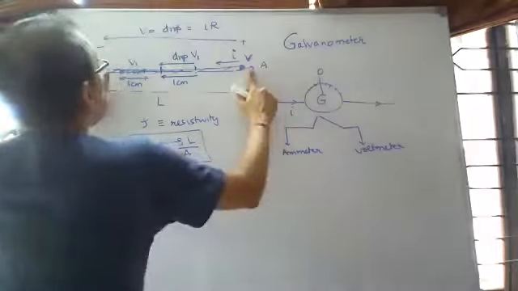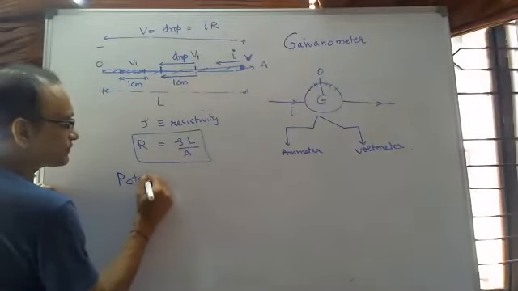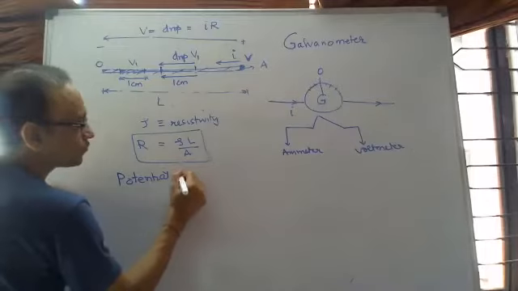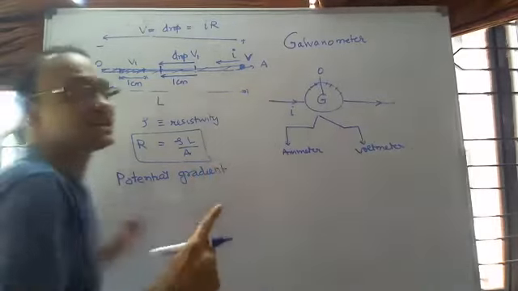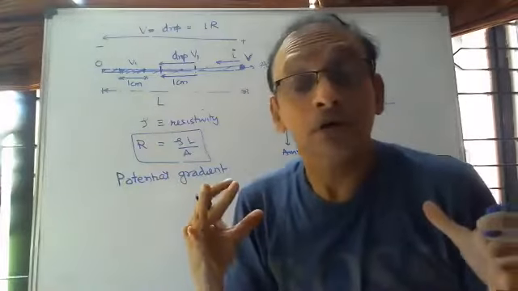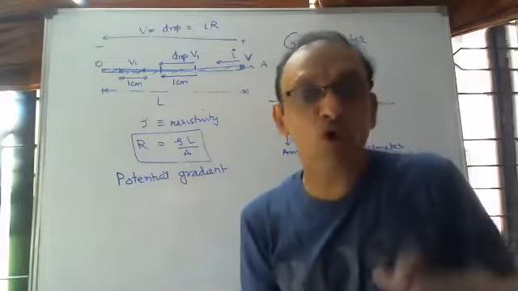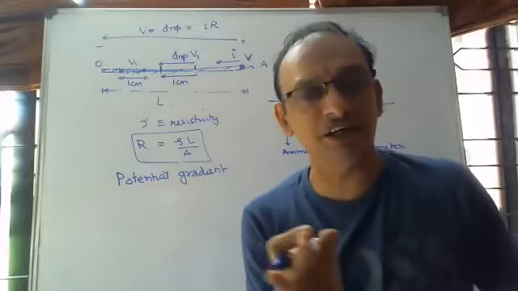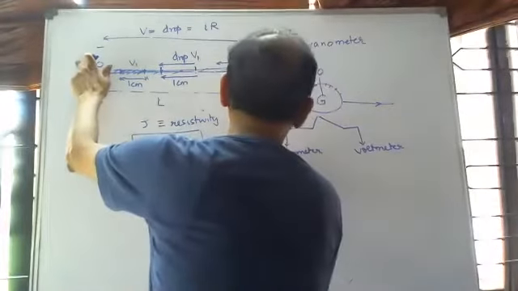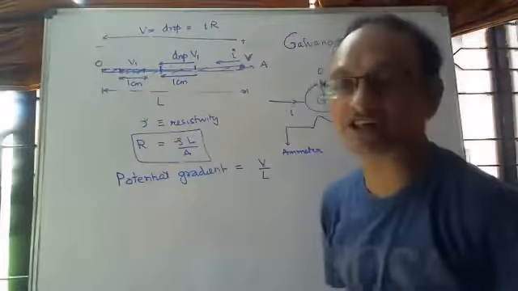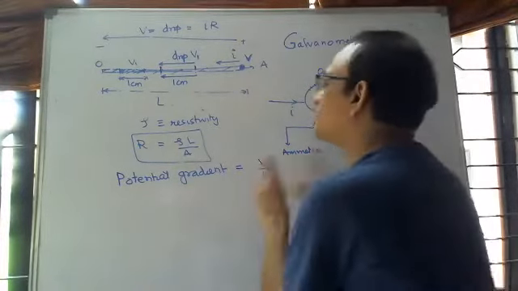We will define a quantity called potential gradient, which is essentially the rate of change of potential with length. That means change in volts per meter, or per unit length. In this case, the potential gradient is V by L. V by L is the potential gradient.